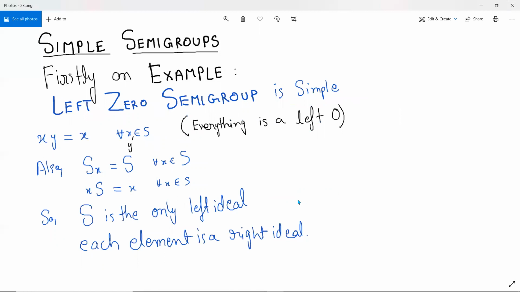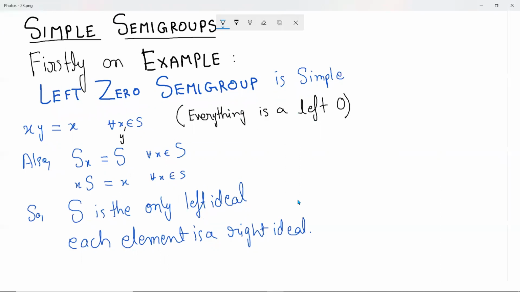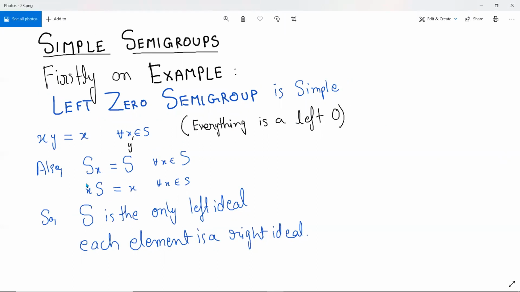So we know what the left ideals are. We can look at the right ideals. If you pick an element x and you multiply it on the right by anything, you're just going to get x. So the right ideals are only the elements. So we are seeing an example where it's simple, but at the same time there is only one left ideal, and the right ideals are all points. All the right ideals are incomparable, and the left ideal is just one, so that's also incomparable. This is what is known as a completely simple semigroup, but we'll define it later.